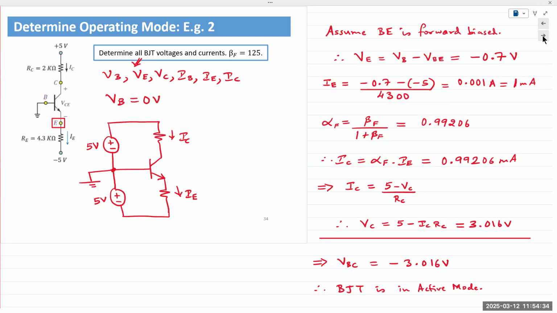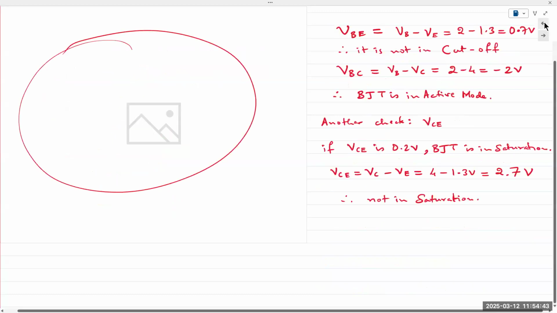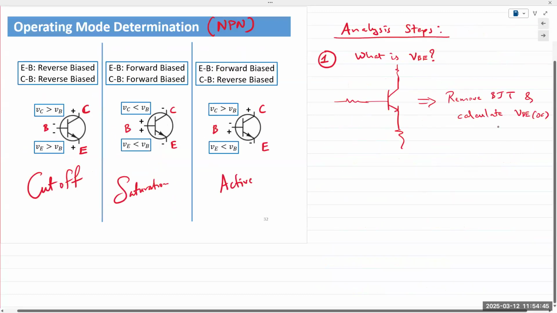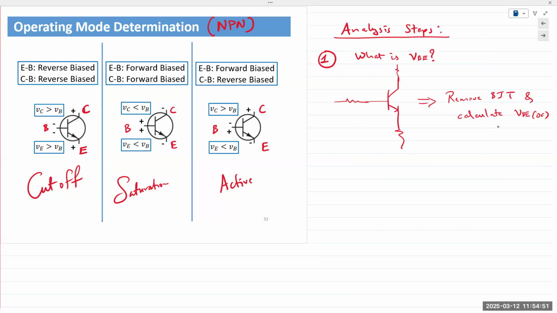So VBE would be +5 volts, greater than 0.7, meaning it's not cut off. It could be either active or saturation. So as a first step, you always want to check whether VBE is 0.7 or larger. One way of doing that is removing the BJT from the circuit and just measuring at those terminals. So determine VBE when the BJT is open, meaning BJT is disconnected.